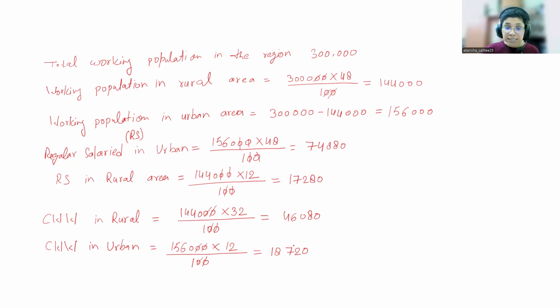Now, next is self-employed, right? Now, self-employed in rural area, let's compute first, is equal to total population minus, that is 144,000 minus regular salaried and casual wage, that is 46,080. These are the self-employed. It will come out to be 80,640.